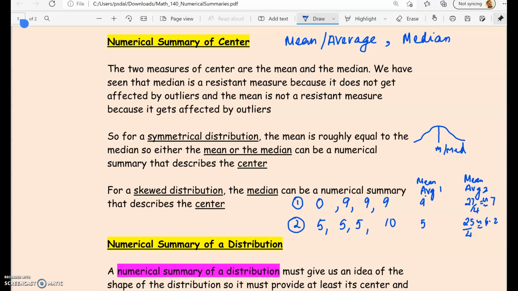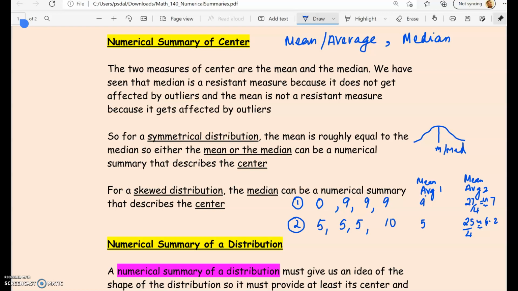mean and median are numbers that describe the center of the distribution, depending on whether it is symmetrical or skewed. We can use either the mean or the median to describe the center of a symmetrical distribution. So if I say, give me a number that describes the center of a symmetrical distribution, you could give either the mean or the median. They will be more or less the same, and both numbers can be used to describe the center.